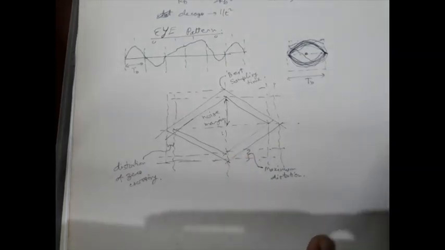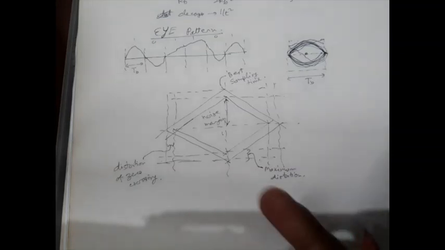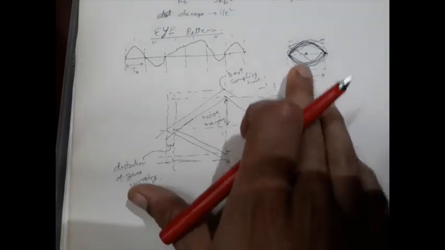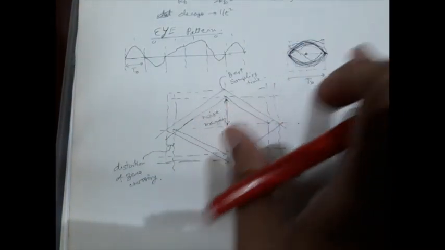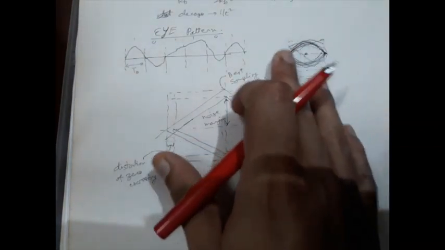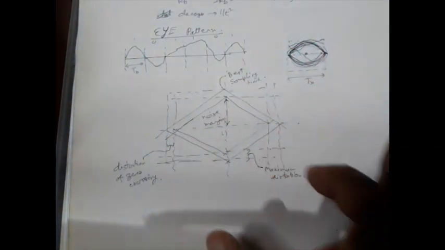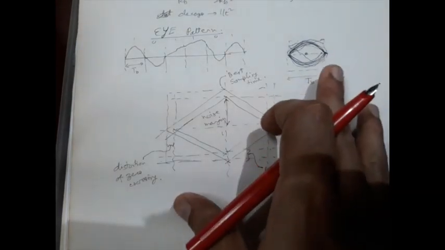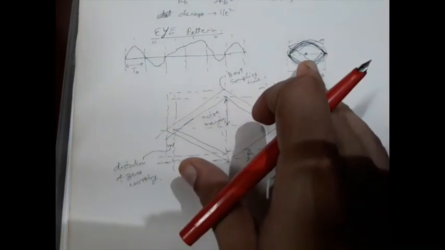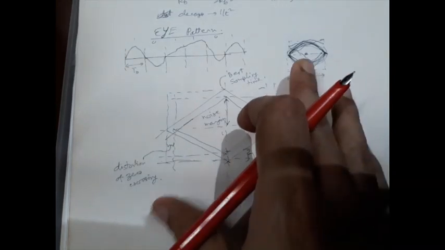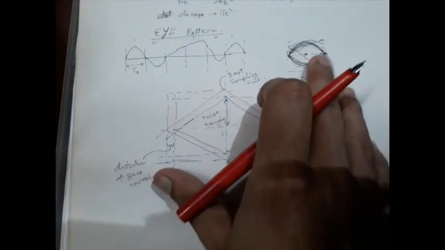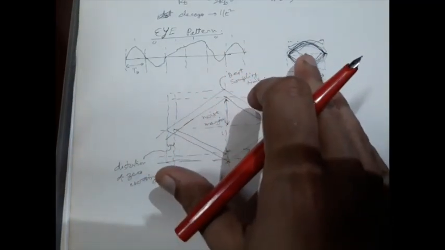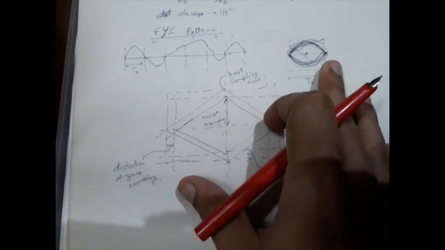So when the effect of ISI is excessive, the eye is completely closed, or there will not be an eye at all in the eye pattern. There will be no eye, so there will be a cross type of thing. Under this condition, the link will be completely distorted. That means the link is completely filled with ISI when there is no eye pattern, and so we have to adjust or readjust.